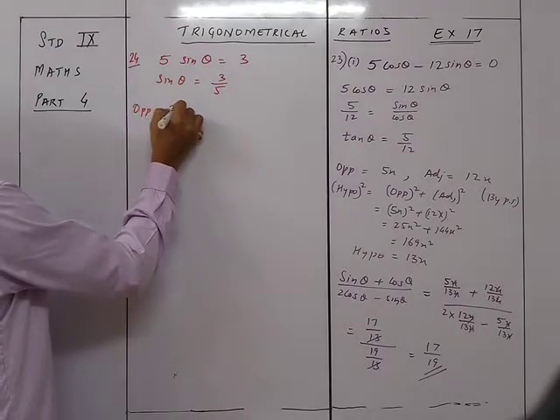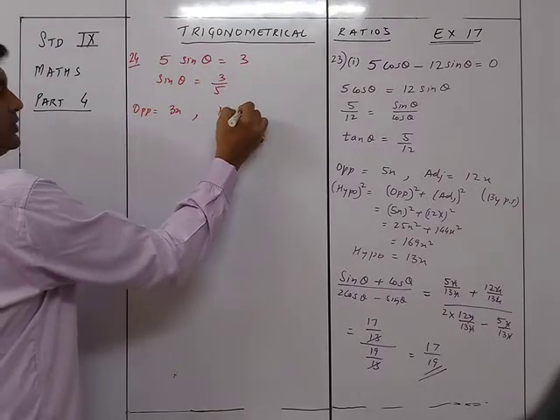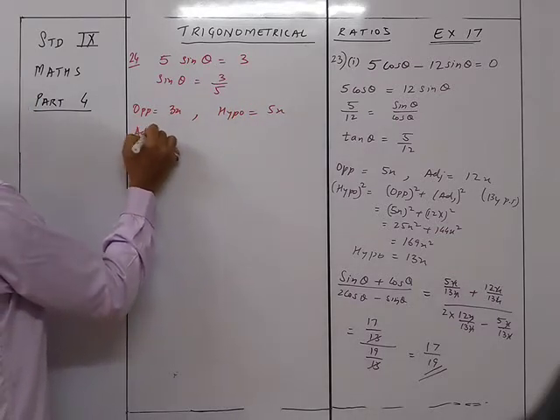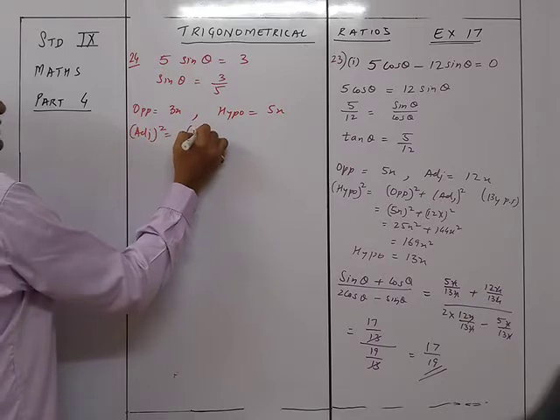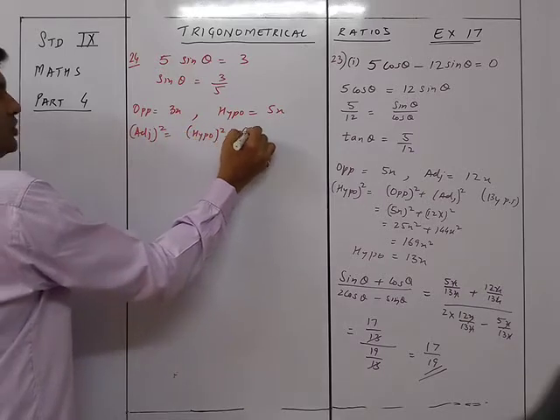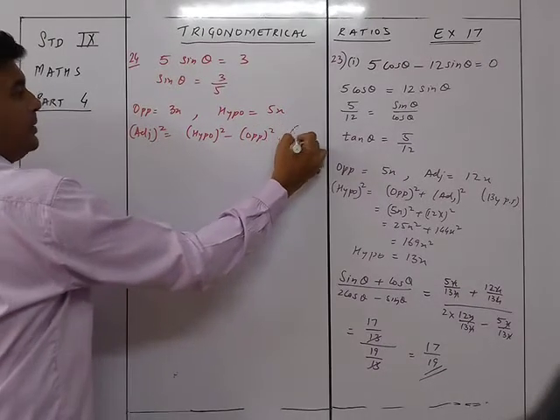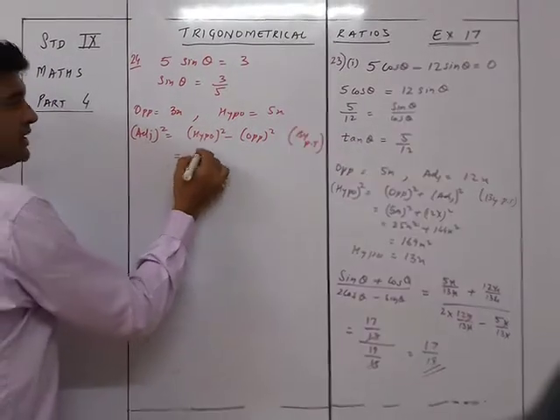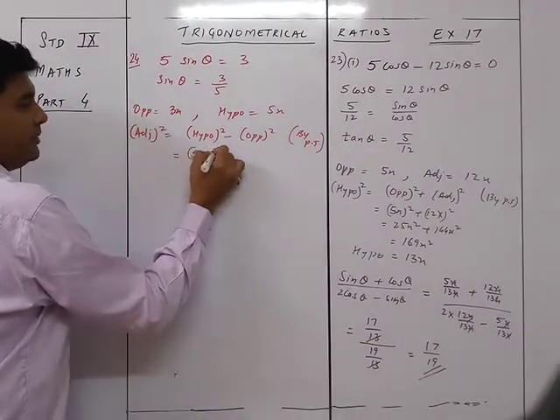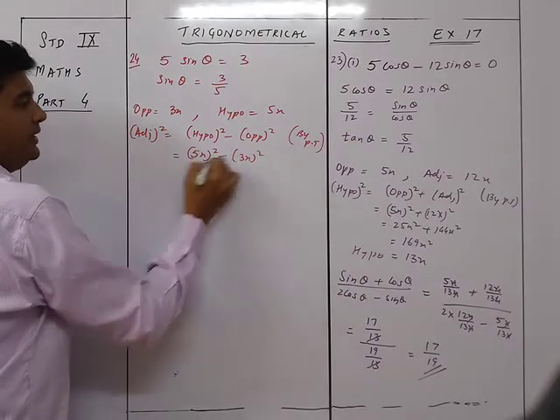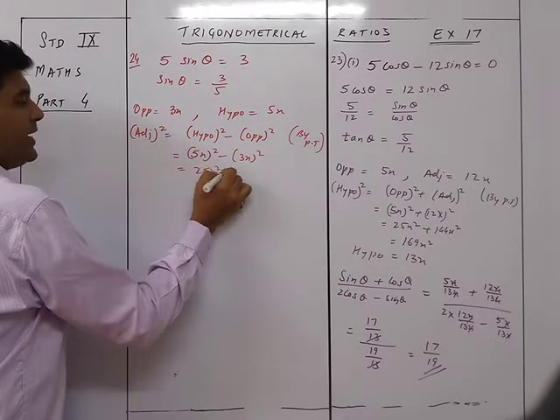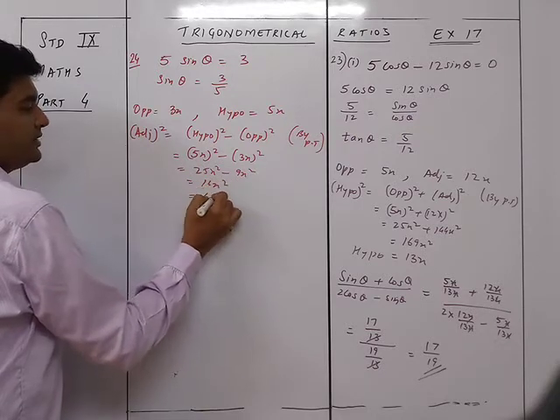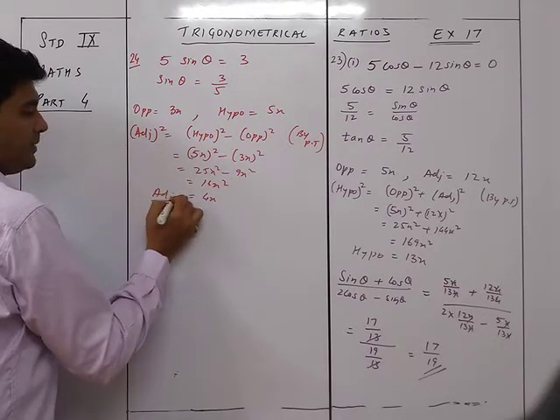Opposite is equal to 3x and hypotenuse is equal to 5x. Accordingly, adjacent square is hypotenuse square minus opposite square by Pythagoras theorem. So we know it's 4x, but still we have to do it. 5x the whole square minus 3x the whole square is 25x square minus 9x square, which is equal to 16x square, so it is 4x. That is the adjacent.